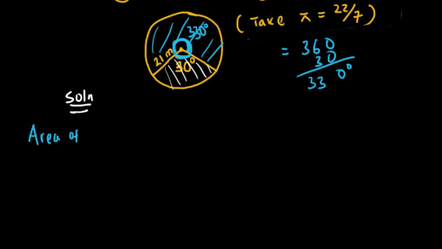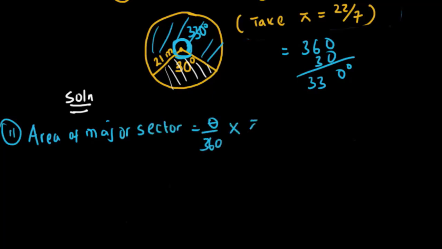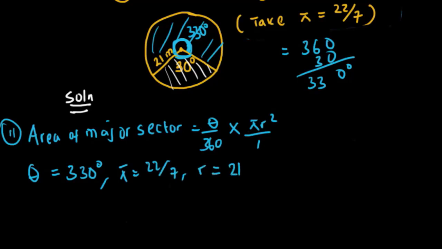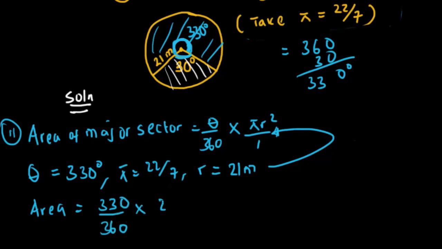Area of major sector, (ii), equals to theta over 360 times pi r squared. Now in this case, our theta is 330 degrees. Our pi is still 22 over 7. And our radius is still 21 meters. So we slot this into the formula. Area equals to 330 over 360 times 22 over 7 times 21 squared.